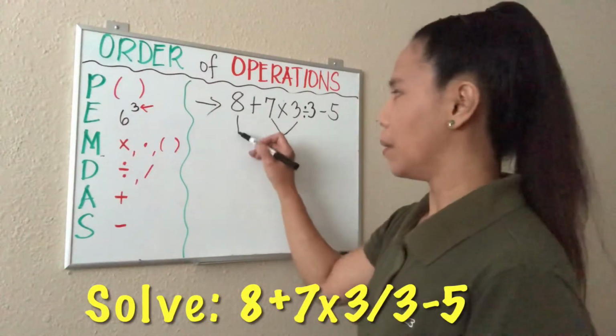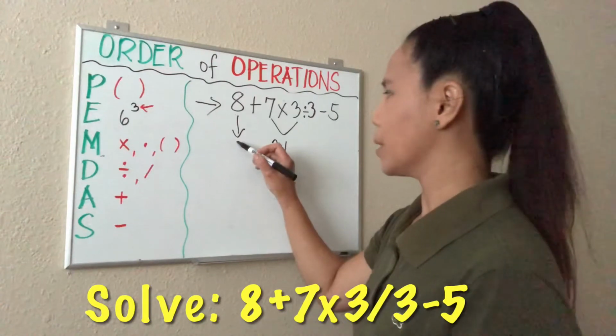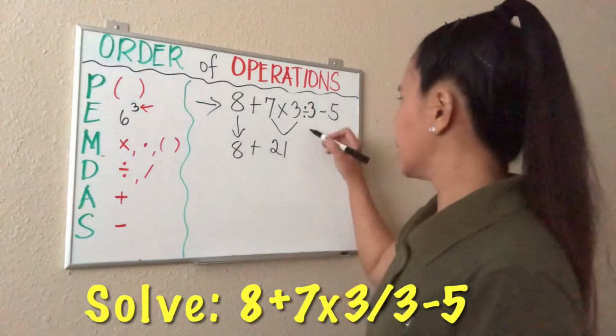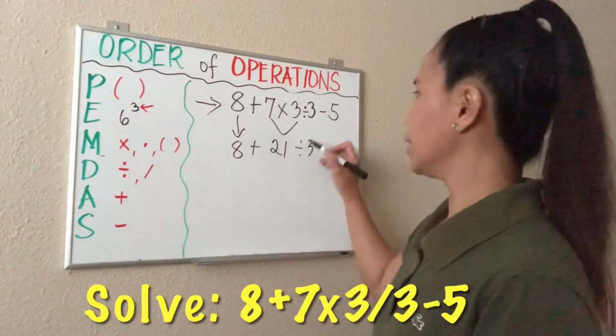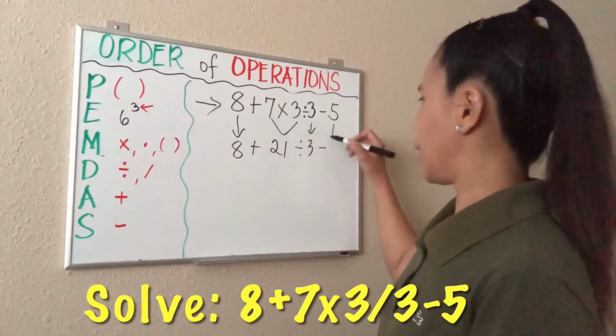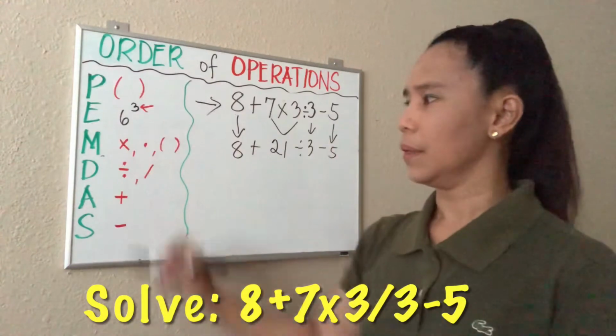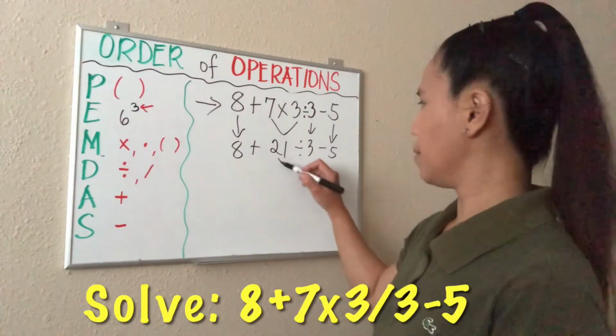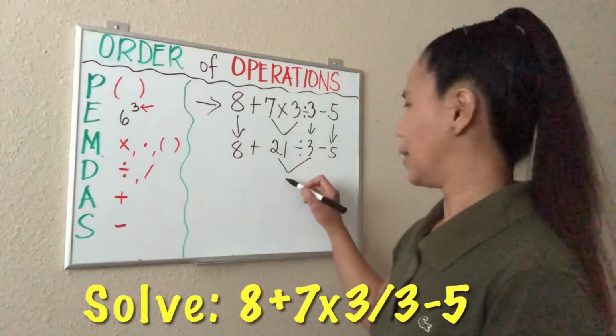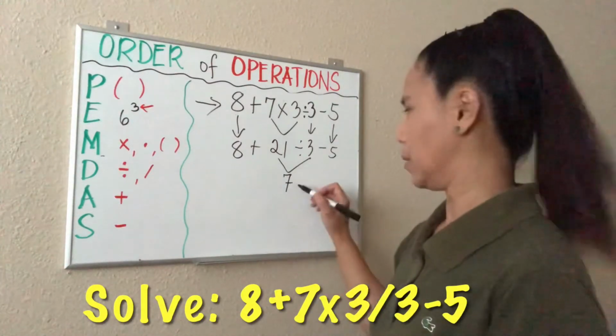Now we just bring down, or we copy, whichever is left. So 8 plus 21 divided by 3 minus 5. Next step is division. So we are done with multiplication. We can now divide 21 divided by 3. And that gives us 7. We can write that down.